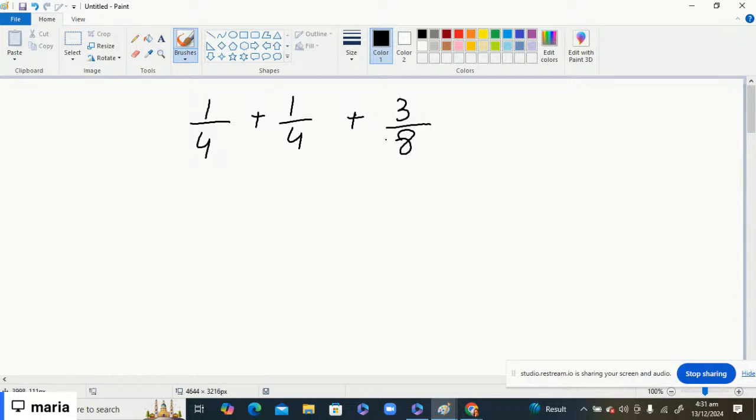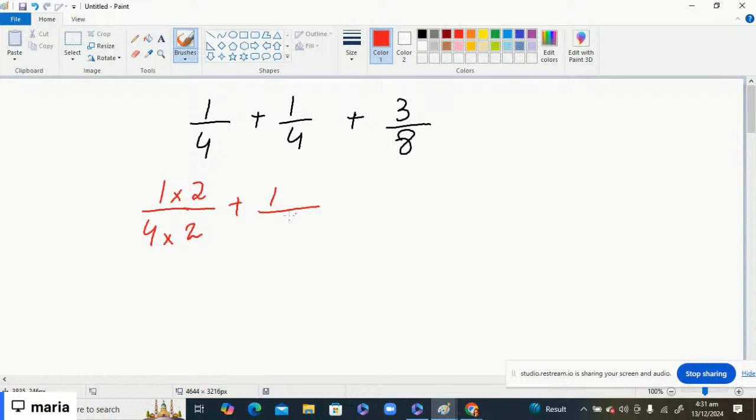But the third one is greater as compared to both of them. So we are going to multiply these two and then get the answer equal to the third one. 4 times which number is 8? 4 times 2 is 8. So how can we solve it? We are going to check. Multiply 1/4 with the 2.